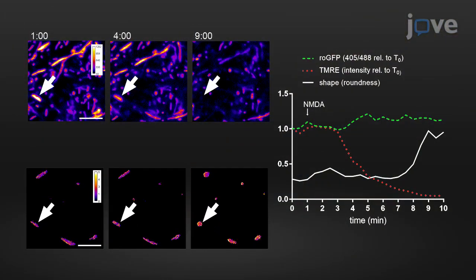This method can be combined with additional indicators to simultaneously record, for example, mitochondrial membrane potential or calcium concentrations in addition to redox state. This protocol can be applied to culture cells, tissue explants, and slice cultures.